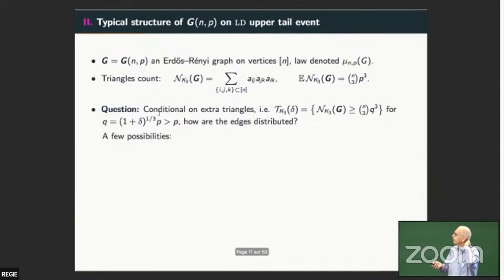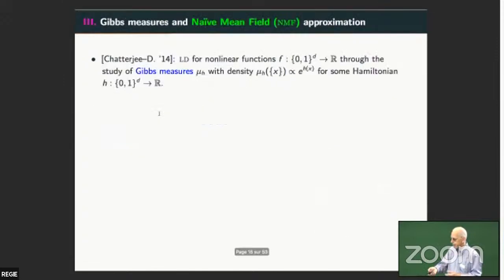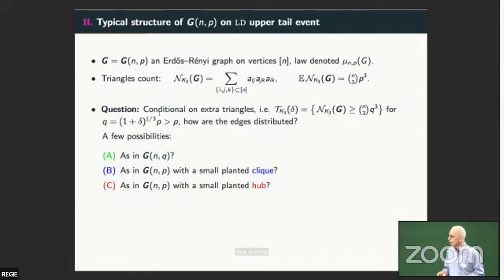And there are a few possibilities you might think of. One, the most natural one to imagine, is simply change the P to Q. You see, even my parametrization is suggesting this. Just change P to Q, and this will become typical in an Erdos-Renyi graph with a slightly bigger edge probability. But there are ways to get extra triangles by a smaller mechanism.